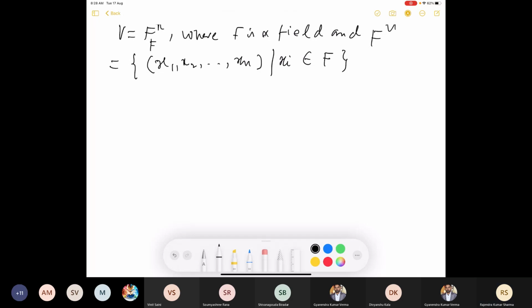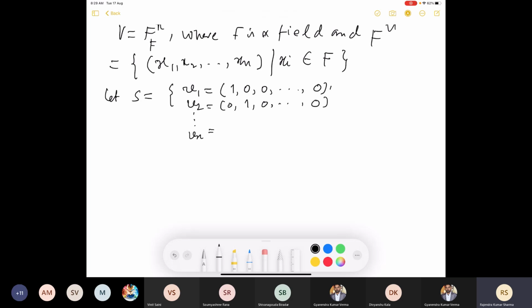And for this, let us take S to be the set which consists of, say, v1. The vector v1 in V is an n-tuple. So take this n-tuple as: first coordinate is 1 and all the remaining are zeros, and v2 means the first coordinate is 0, second is 1 and all the remaining are zeros, and so on. The vn is actually the n-tuple where the first n minus 1 coordinates are 0 and the last one is 1. Now you can easily see that this is a subset of V. And in fact, you can also prove that the linear span of this is the whole of V.